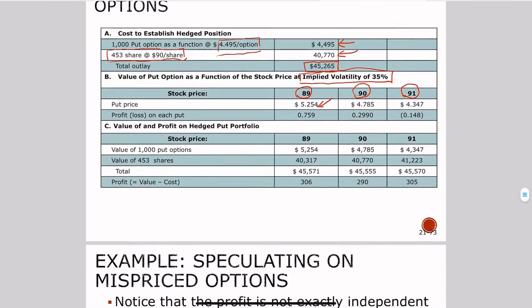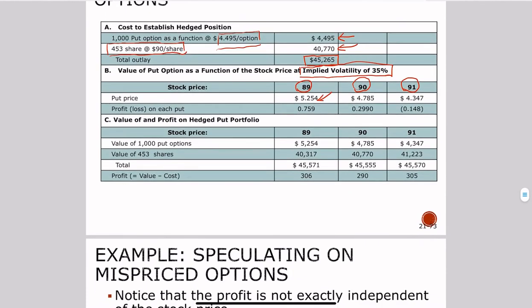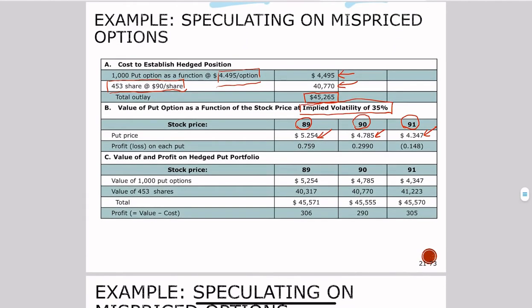So now, given this implied volatility, obviously you can find put price, right? So you can see that we will have three different put prices if we have different share prices. And then we can find out the profit on each put, right? How do you find out profit? Well, this was your price when you bought the put. And you would use this 5.254 minus the initial price. So the profit would be 0.759.